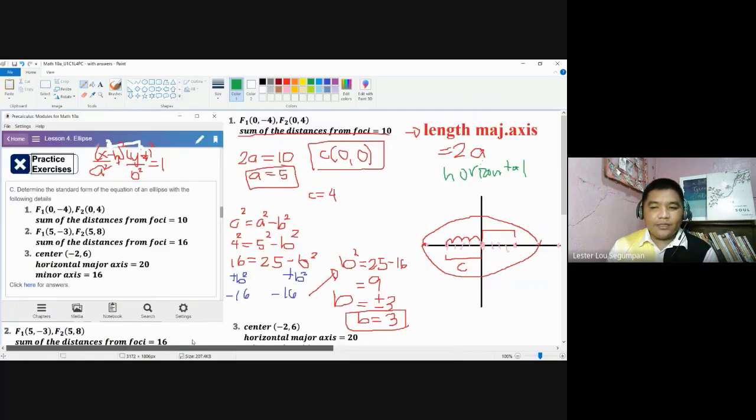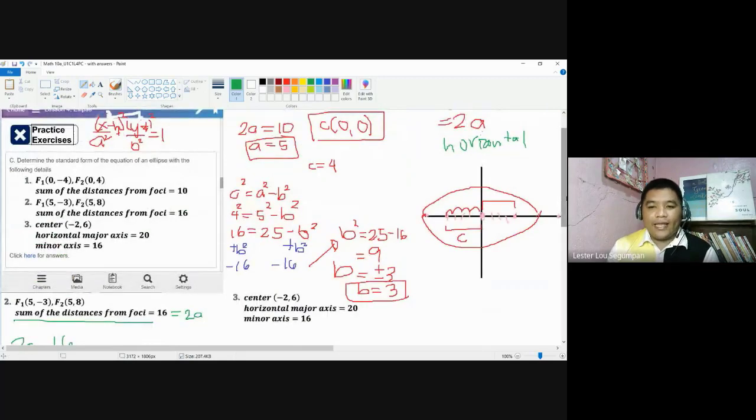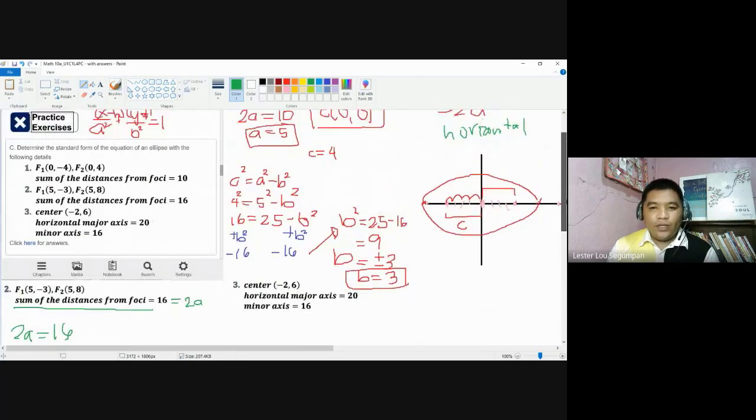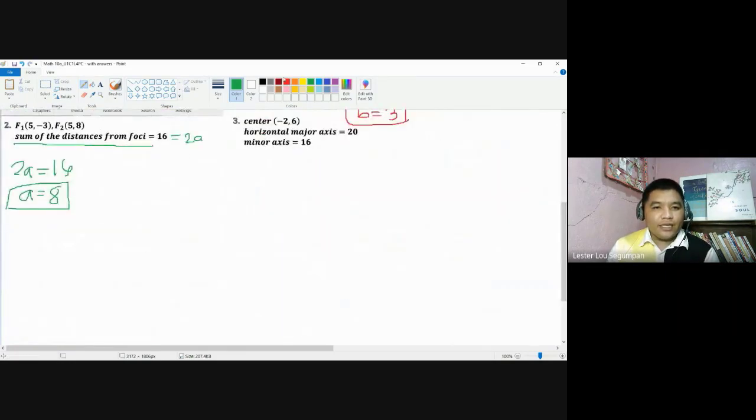Let's proceed to item number 2. Item number 2 will have the foci at (5, -3) and (5, 8). And the sum of distances is still the major axis 2a. So 2a is equal to 16, so a is equal to 8. A is already given, but we're looking for the center and b. Earlier we used the foci to determine the center, so let's use the foci here.